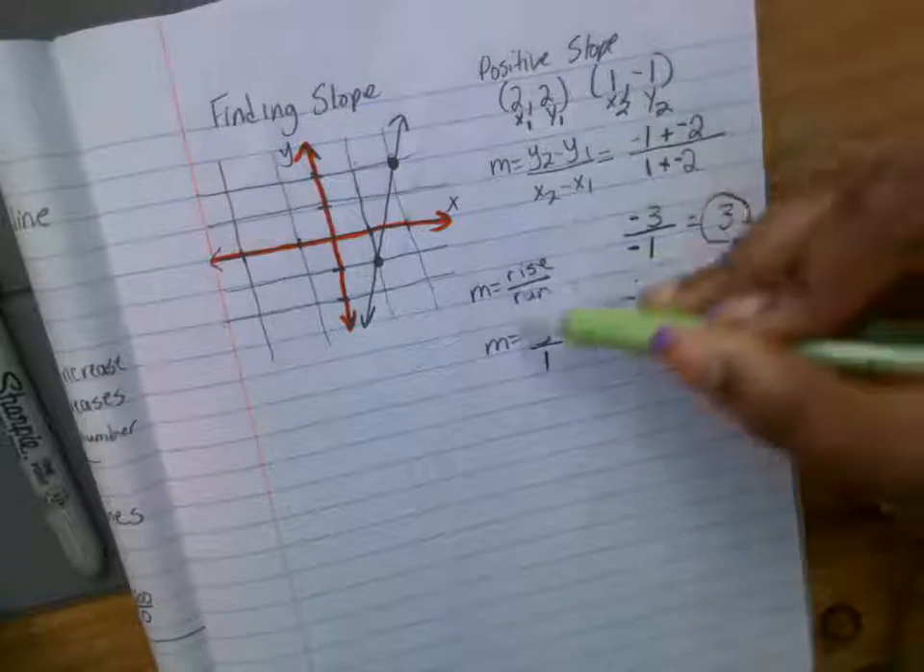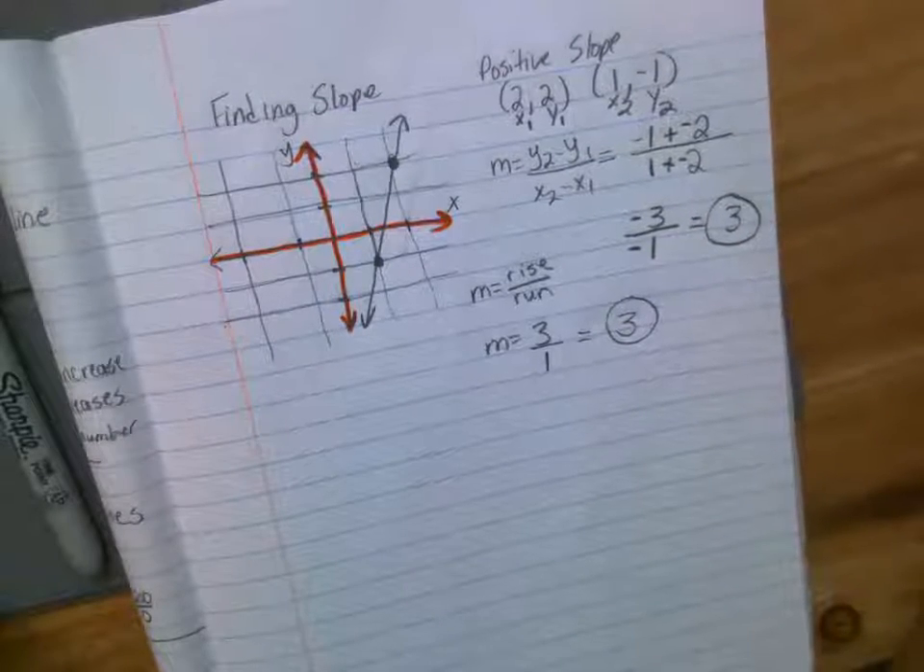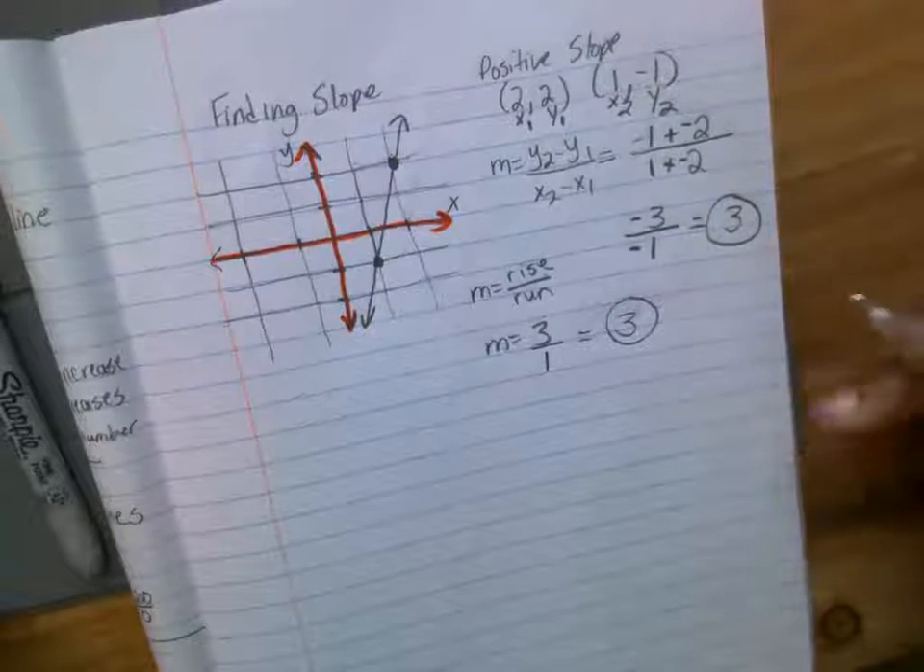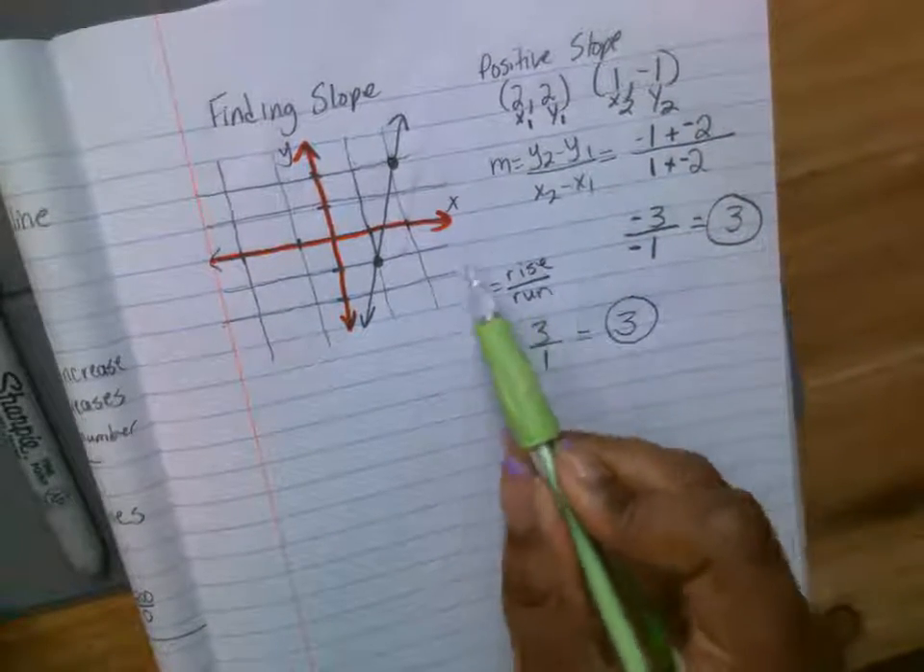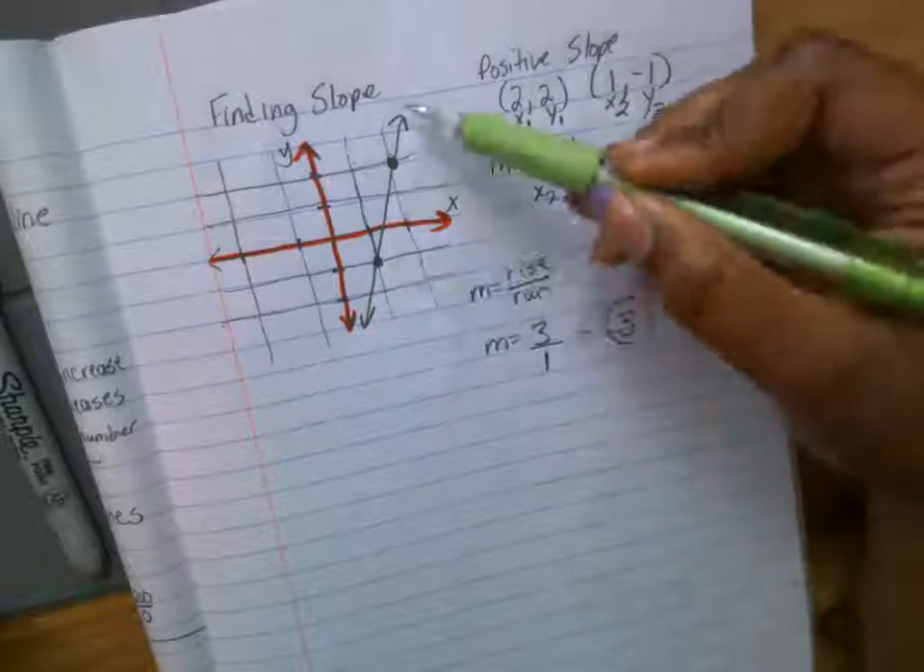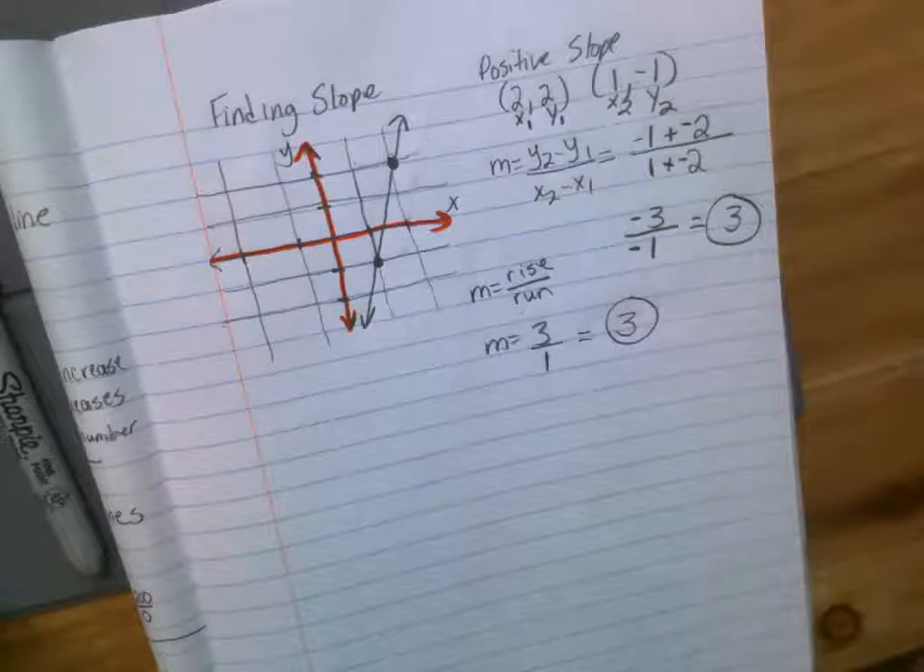So either formula you use is going to give you the correct answer. Obviously, you can see if it's a line, it's easier to use this formula, rise over run. But they don't always give you a line. Sometimes they just give you the 2 points.